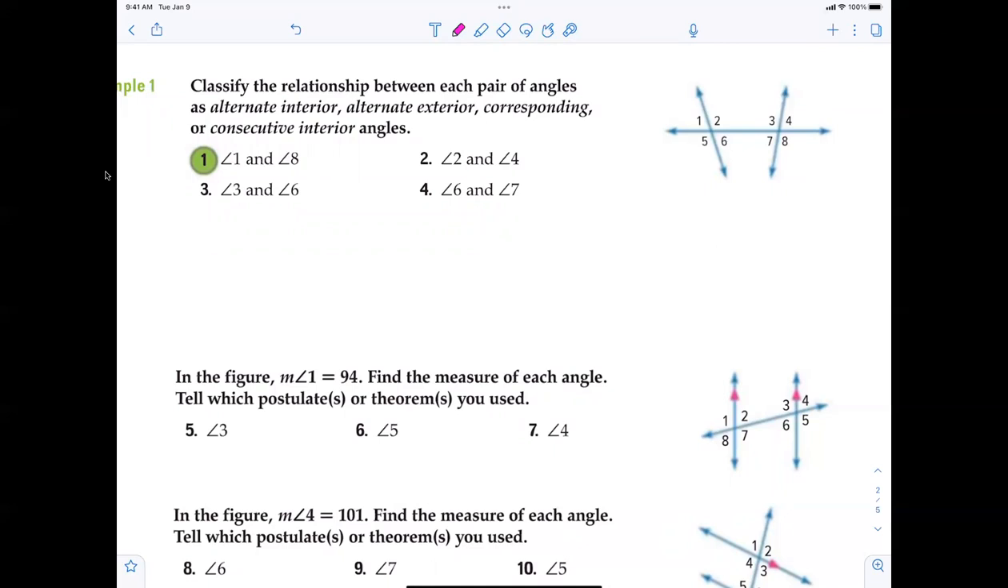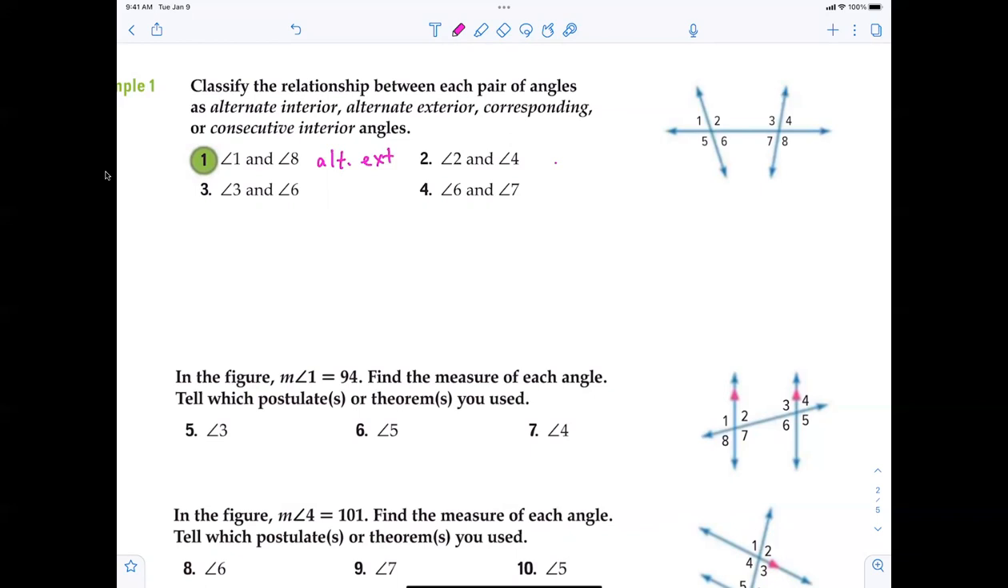All right. 1 and 8. What is 1 and 8 called? Help me out, guys. Tell me. Alternate exterior. Right. Does everybody agree that 1 and 8 is on the outside of the parallel lines? Well, they're not really parallel, but on the outside, correct? And they're on opposite sides. That's why they call them alternate exterior.